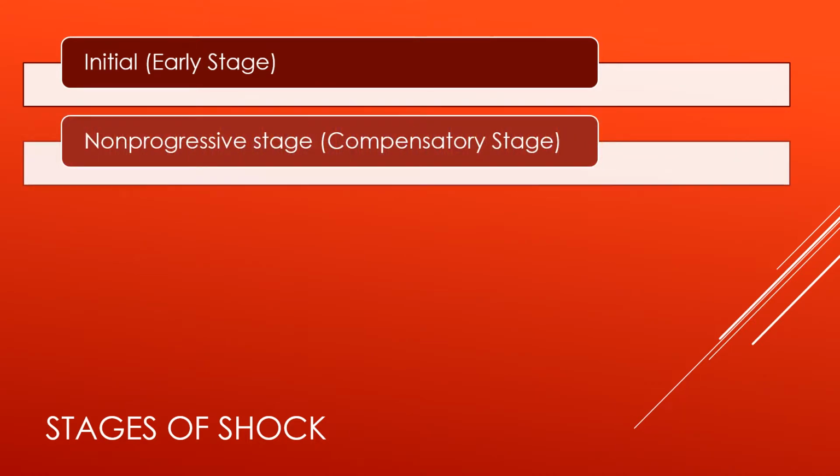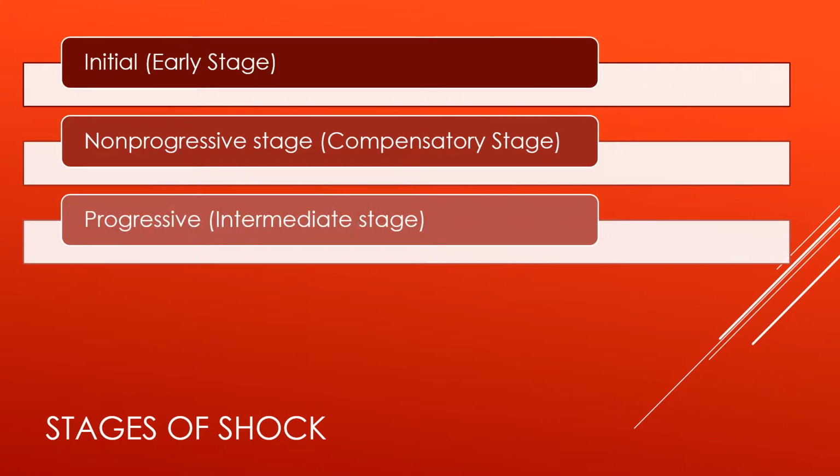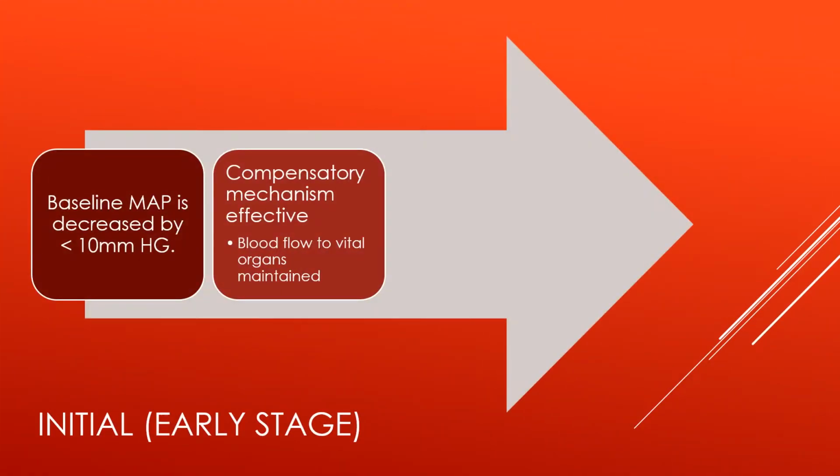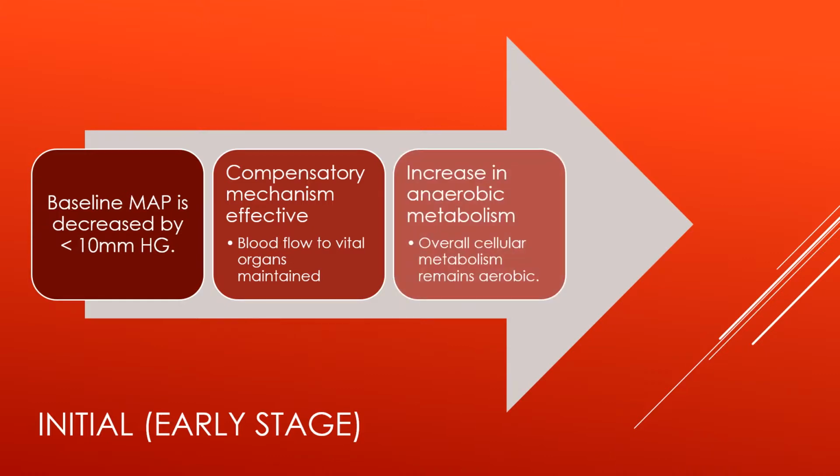So the stages of shock include the initial early stage, non-progressive stage, progressive stage, and the refractory stage. In the initial stage, the baroreceptors sense a decrease in the MAP and the brain kicks in the initial steps. The body attempts to compensate by causing an increase in heart rate and vasoconstriction.